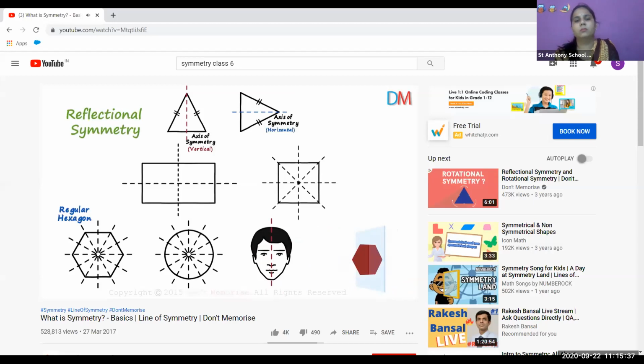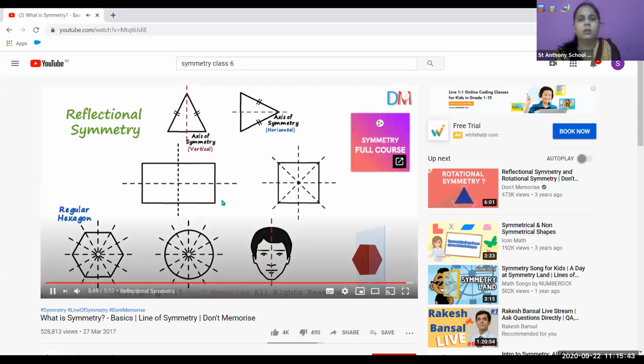Is there some other type of symmetry too? Yes, we will cover that in the next session. Okay, I hope everyone is clear regarding this.